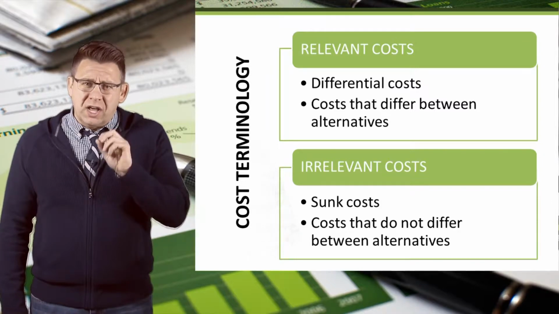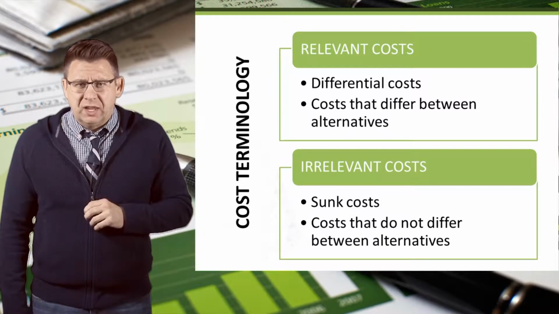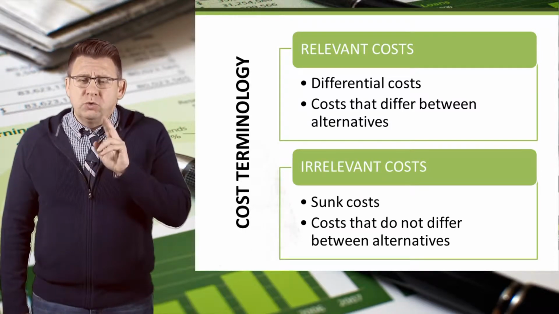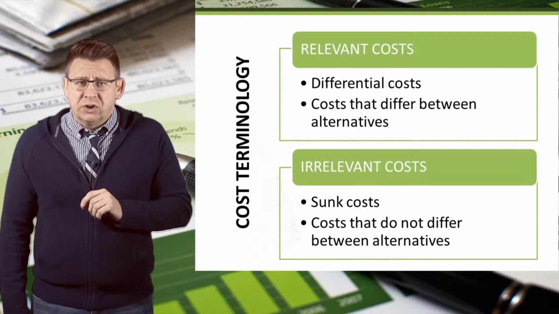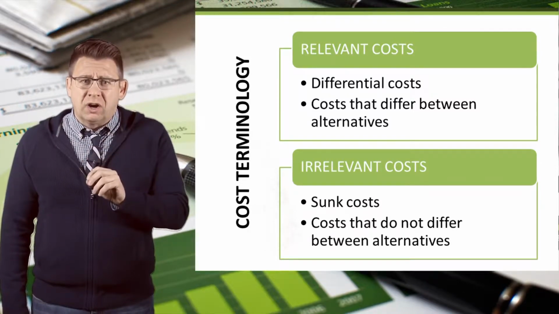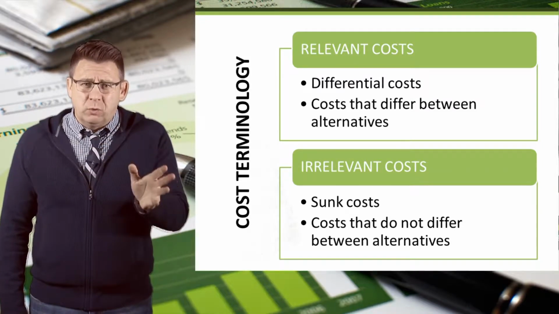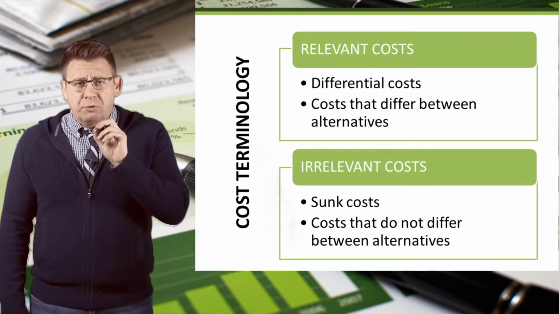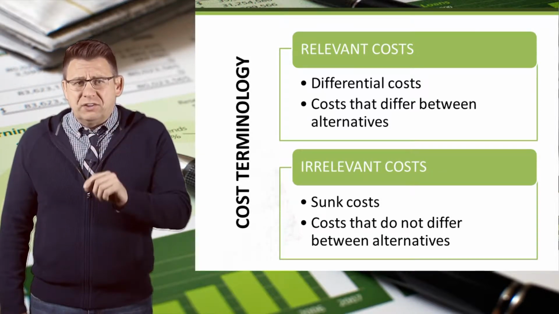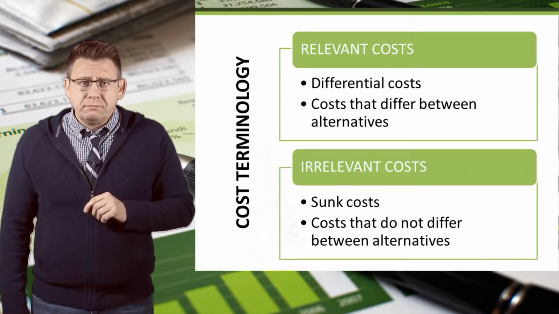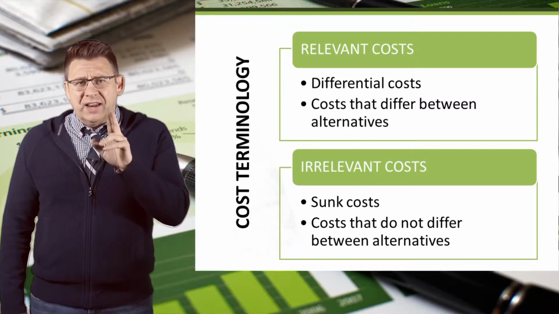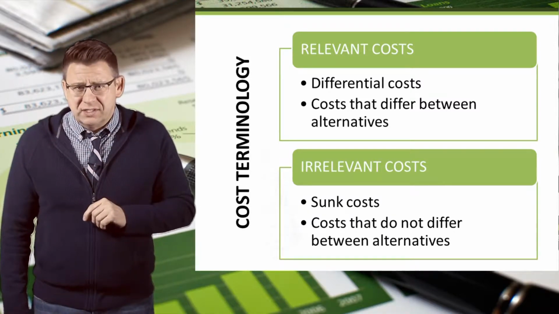Irrelevant costs are not important to decision making, but they are confusing to students. They are costs that do not differ between alternatives. Like, you've decided on a new car, but you can't decide between a red one or a blue one. Well, if the price is the same for both, it is then not relevant to your decision. Okay, that's pretty understandable. The irrelevant costs that are not are known as sunk costs.